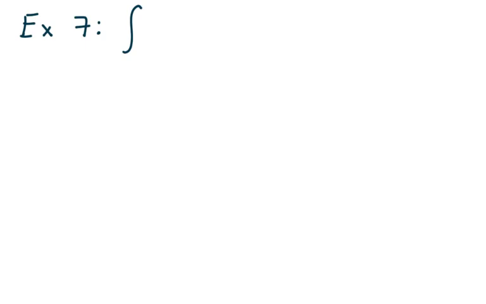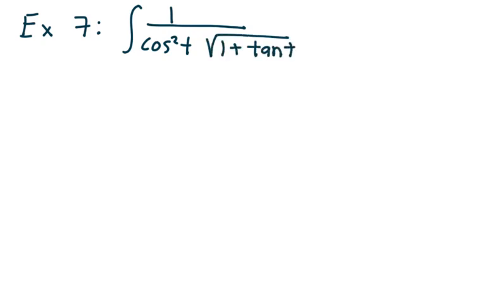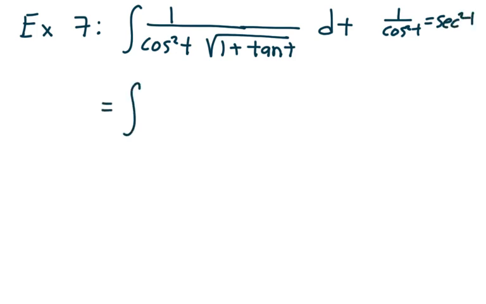Suppose I give you the integral of 1 over cosine squared t times the square root of 1 plus tangent t dt. This one's kind of cleverly hidden, because cosines and tangents typically don't go together, but I do know that 1 over cosine squared t is secant squared t. So I could rewrite this as the integral of secant squared t divided by the square root of 1 plus tangent t dt.